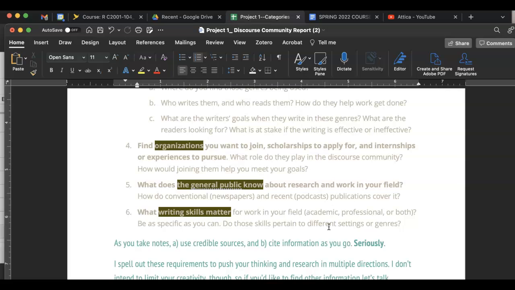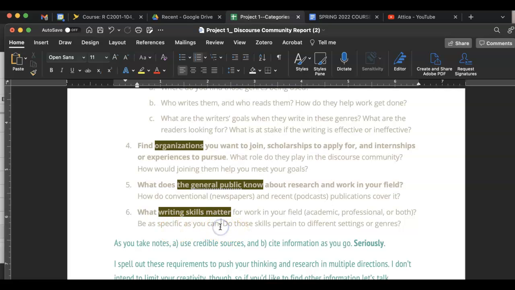So specifically for people who are not specializing in your area of study. And then 6, what writing skills matter for work in your field, academic, professional, or both. Be as specific as you can.